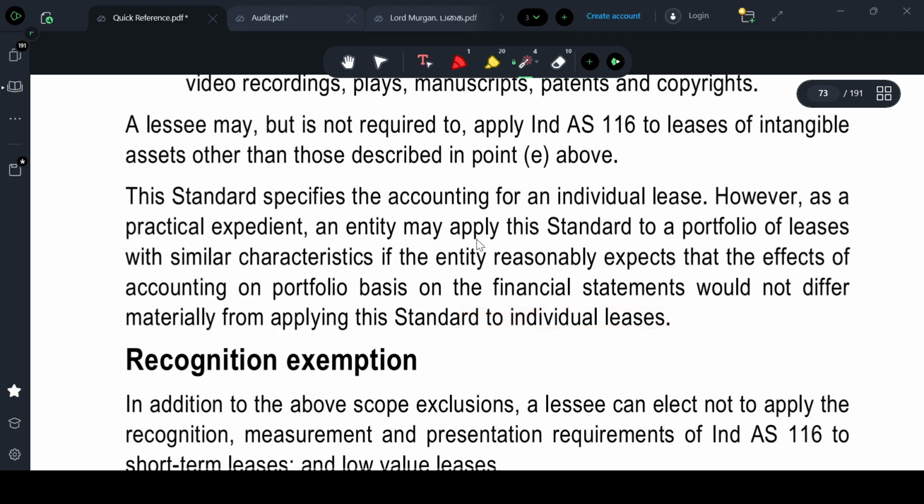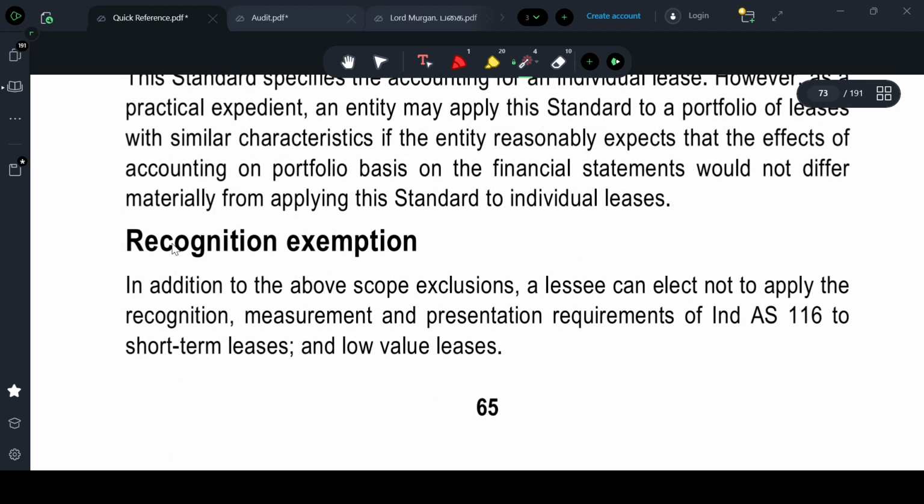So what they are saying is the entity may apply the standard to a portfolio of leases. All these leases can apply. The individual ones separately also they can apply. But it could be a finance lease or an operating lease. You should differentiate it. That is a very important point.